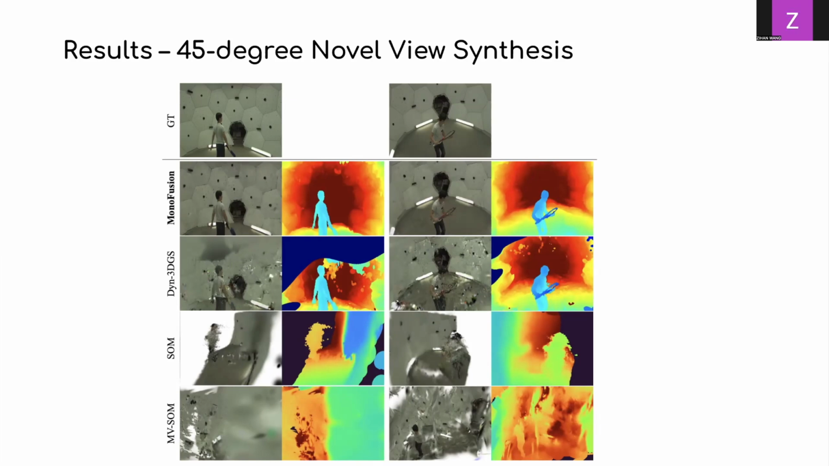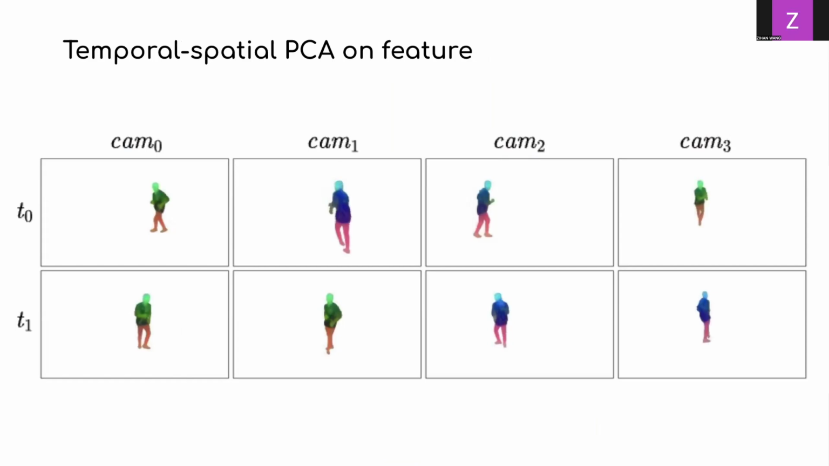Here are the results on another dataset, Panoptic 3D, where we compare our MonoFusion output with the ground truth. We can barely tell the difference, and the depth output is very clean too. We further did analysis on the temporal spatial PCA feature. We can observe that the features extracted by DINOv2 are very consistent across different time steps and across different cameras.